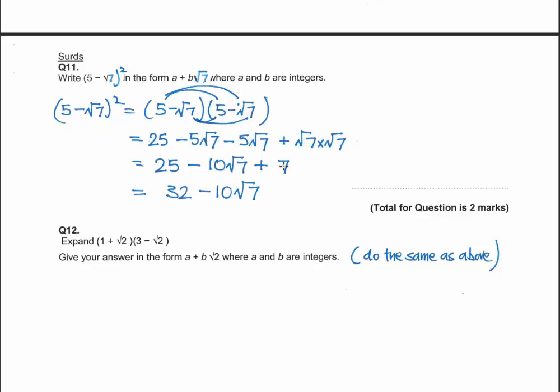Okay, I hope you realise that. The square root of 4 times the square root of 4 is 4. Square root of 16 times the square root of 16 is 16. So basically we've got numbers and we've got surds, square roots. So 25 add 7, 32 minus 10 root 7.